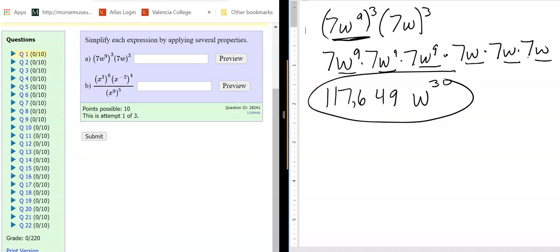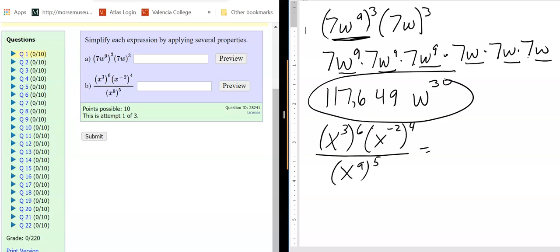Now for B, there are many ways to do these problems. Remember, these are not the only ways. These are just the ways that I do them. Makes sense to me. Okay, for this one, I probably would take the power to the power first and go ahead and clean that up. So whenever you have a power raised to a power, you're going to multiply those two.